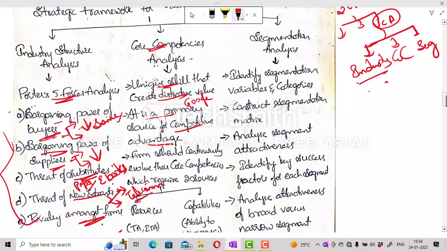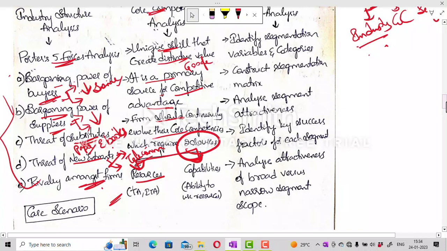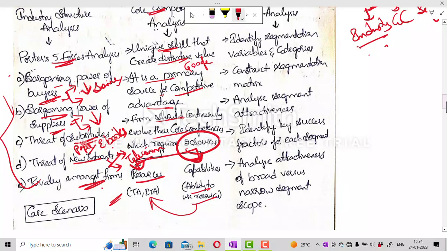A firm should continuously evolve its core competencies, which require two sources: resources and capabilities. Resources means tangible assets and intangible assets like patents, trademarks, and anything else. Capabilities means the ability to use those resources. We need both these sources in order to achieve core competencies. An example of core competency that I have given here is Google. One more example is Coca-Cola.